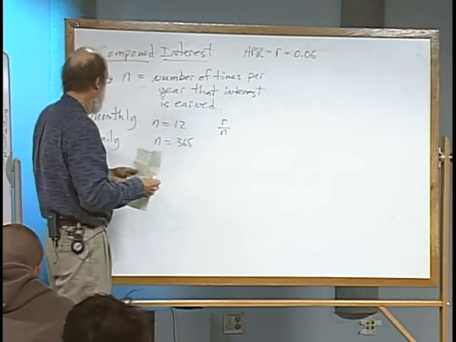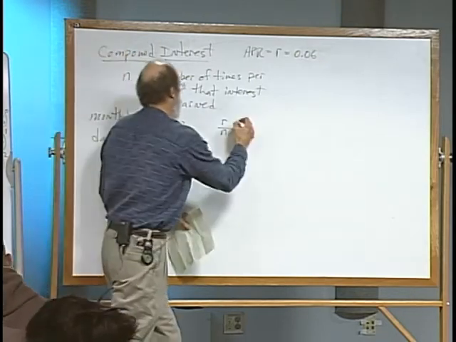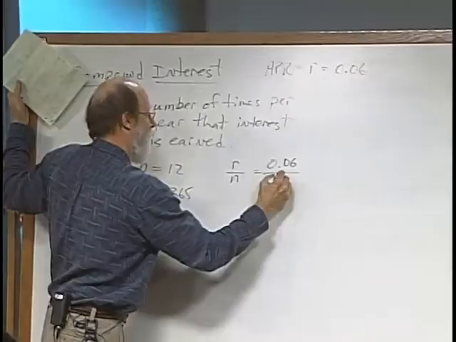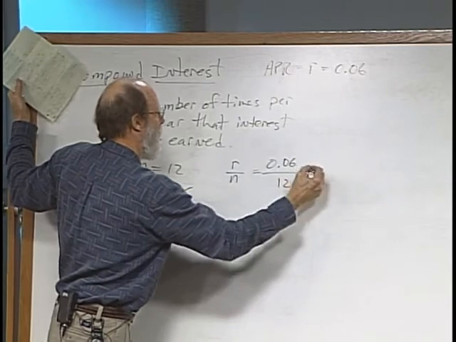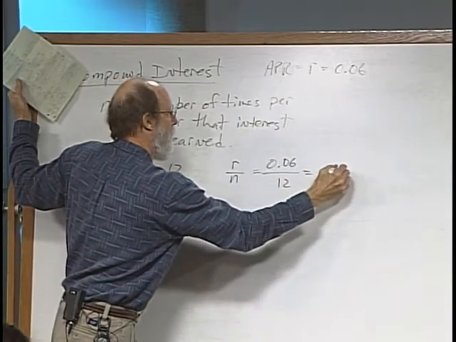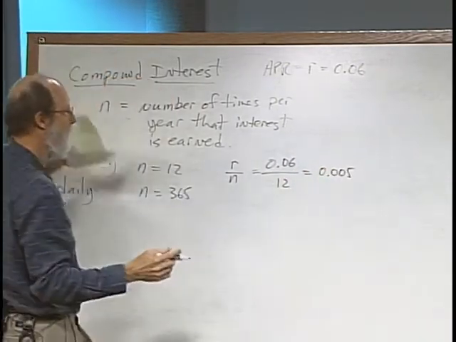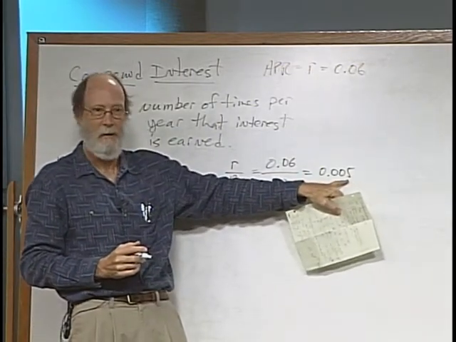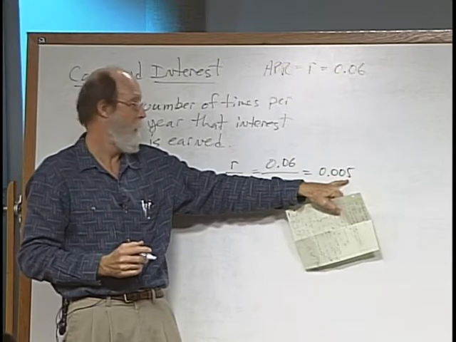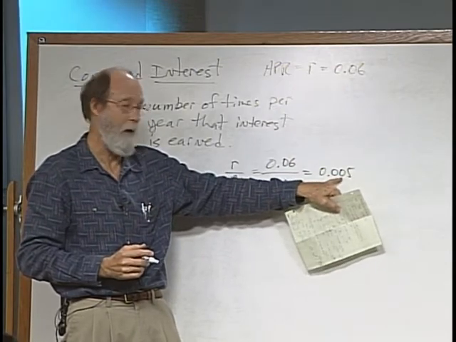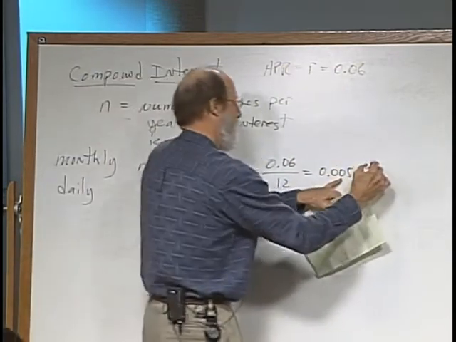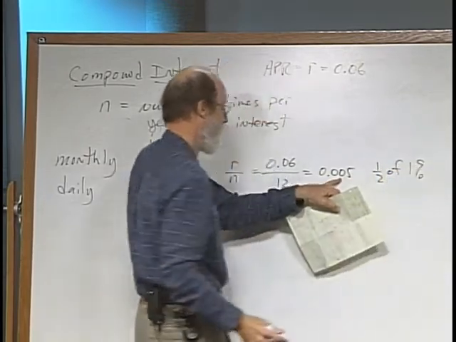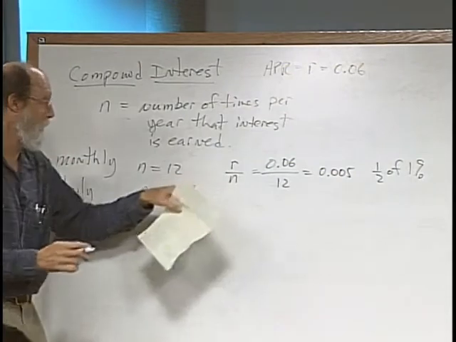Okay. So what we're going to get here is we would have our 6% divided by 12, and that turns into 0.005. Notice that that is a half of 1%. Everybody see that where the decimal is here? That's a half of 1%. Half of 1% is what that means. And that's what they would give you every month.